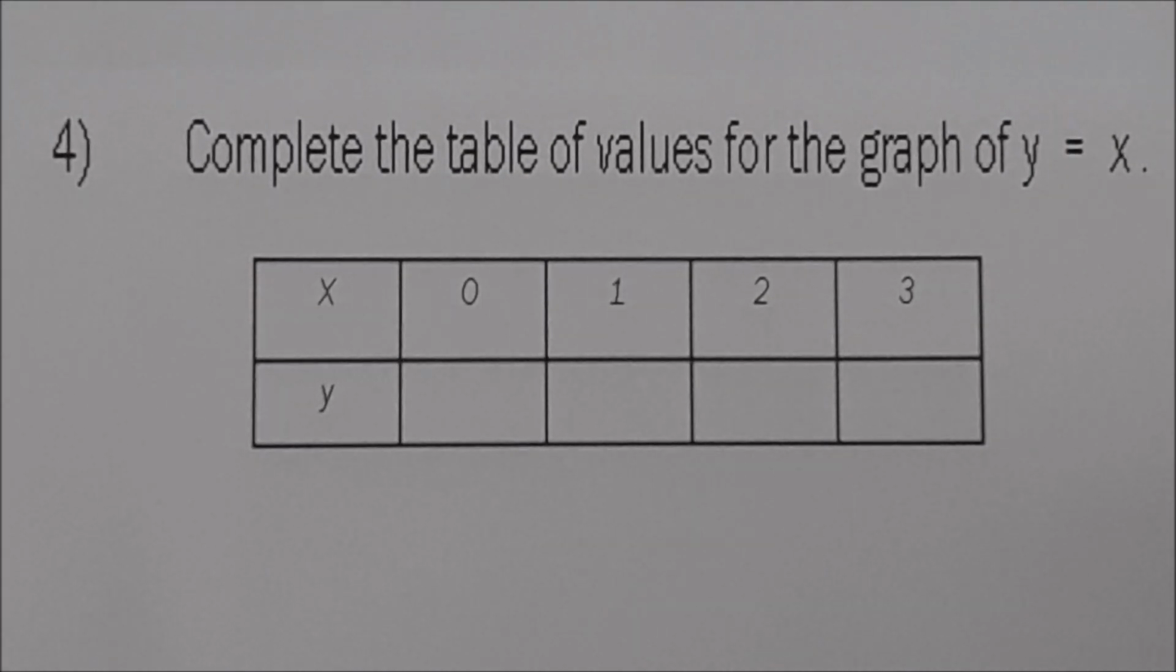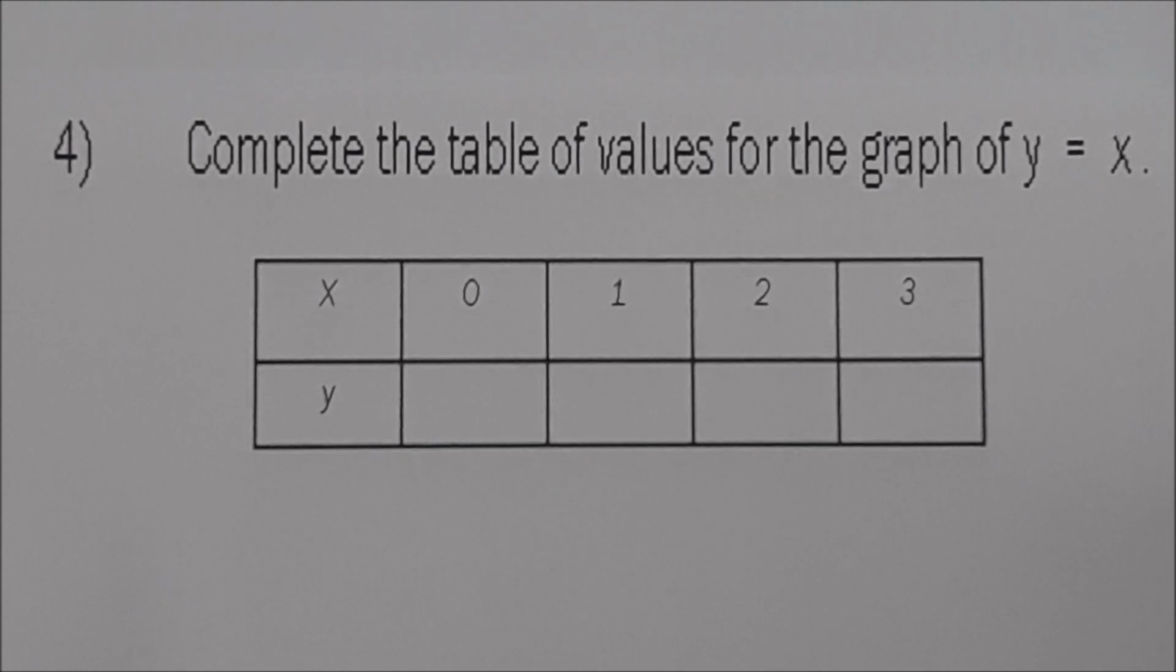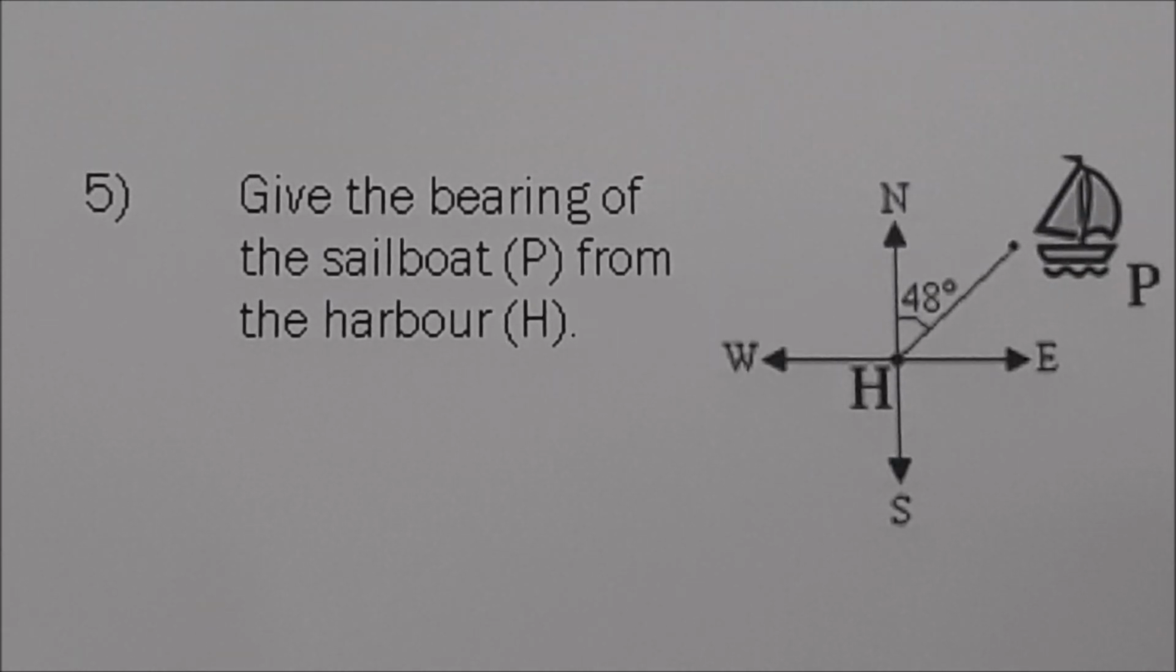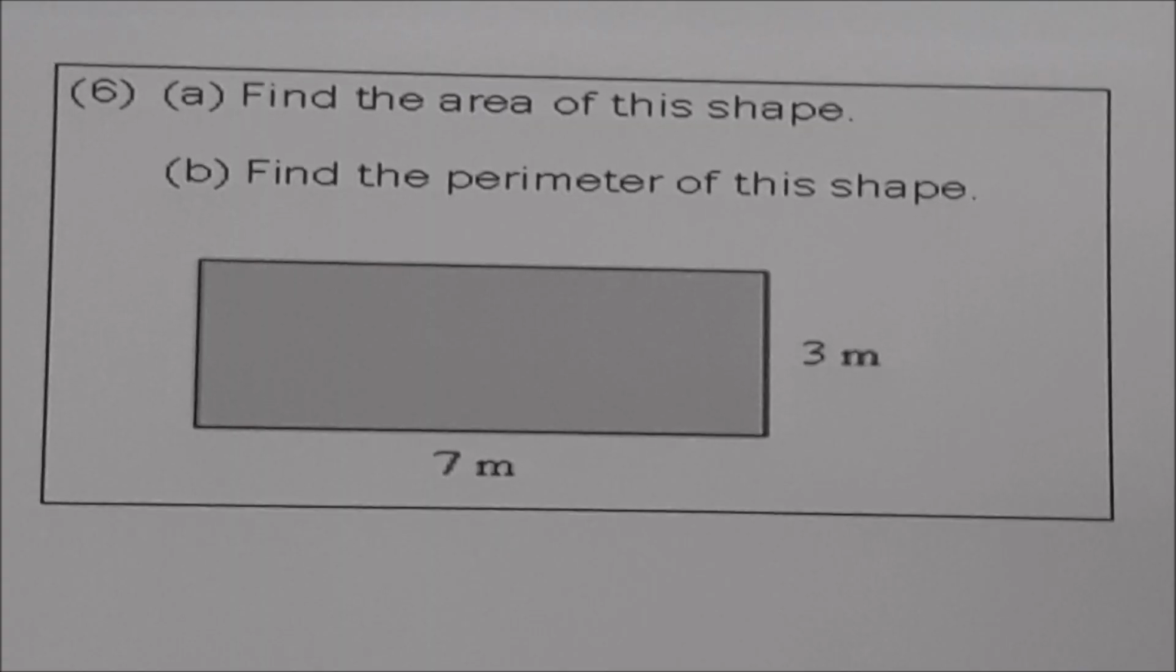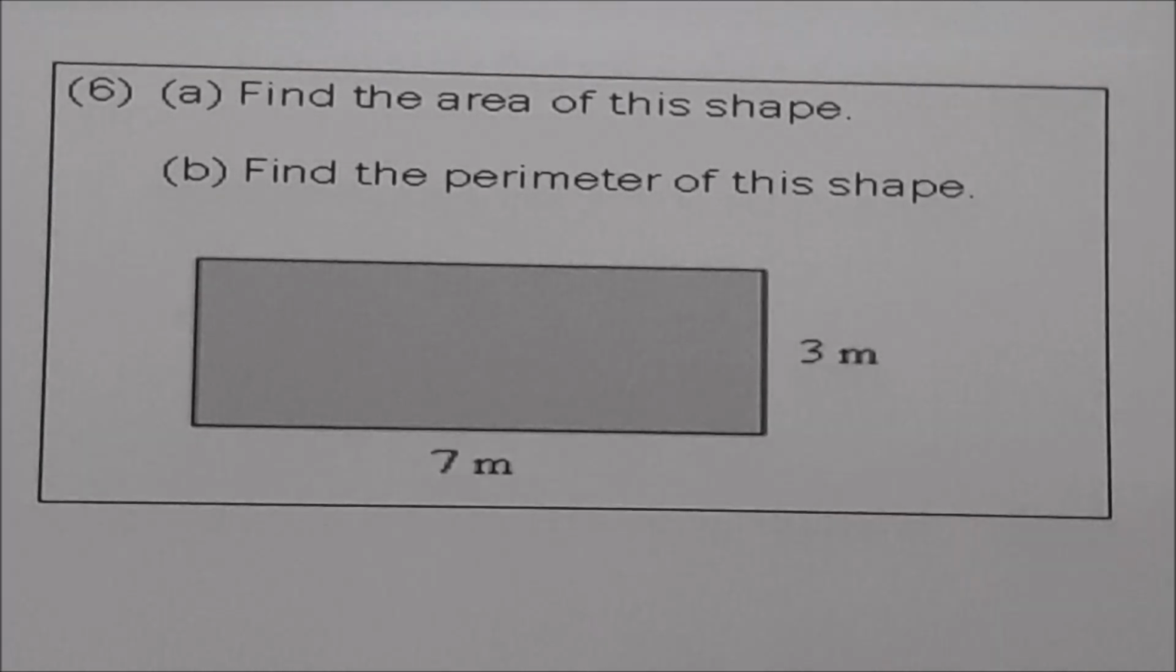Number 4. Complete the table of values for the graph of y is equal to x. X values are 0, 1, 2, and 3. Number 5. Give the bearing of the sailboat labeled P from the harbour labeled H. Number 6. A. Find the area of the shape. And B. Find the perimeter of the shape. Sides 7 meters long, 3 meters wide.